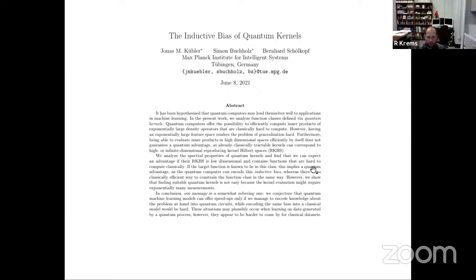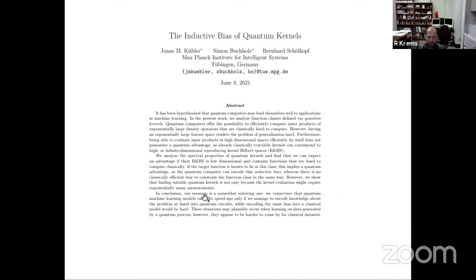They say that this implies that if the target function is known to lie in this class of low-dimensional RKHS, and it is hard to compute classically, then quantum computers can potentially have a quantum advantage, as the quantum computer can encode their inductive bias, whereas there is no classical efficient way to constrain this function class in the same way. However, we show that finding suitable quantum kernels is not easy because the kernel evaluation might require exponentially many measurements.